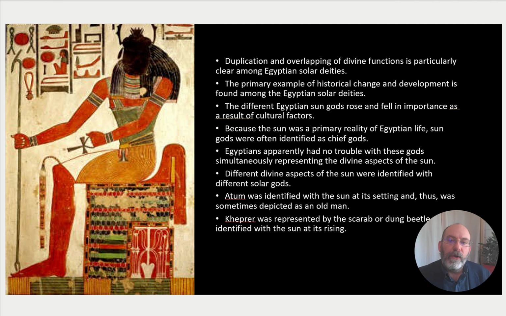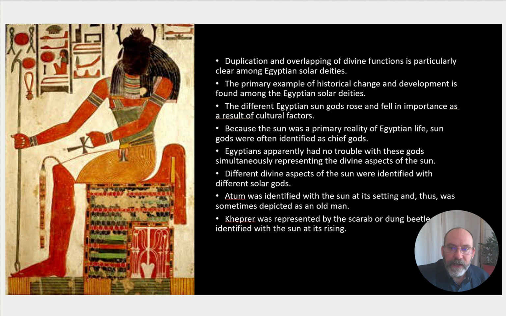So, like I've been trying to get at, duplication and overlapping of divine function is particularly clear among Egyptian solar deities, and really among all of their deities. So the primary example of historical change and development is found among the Egyptian solar deities. So you're going to get Ra, but then you get Amun, then you get Amun-Ra. So this squishing of them together. So the primary example of historical change and development is that specific group.